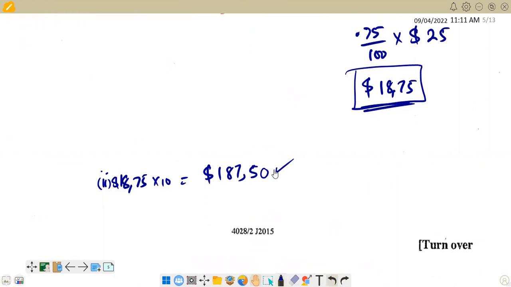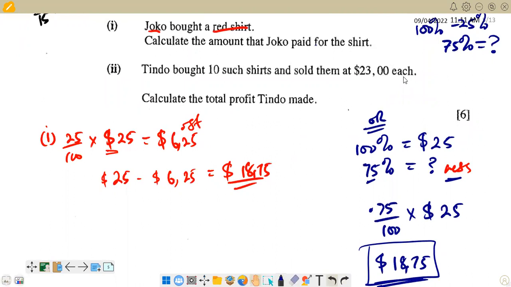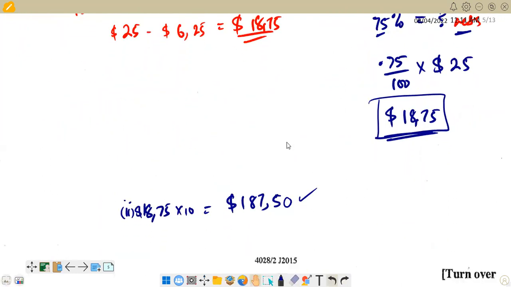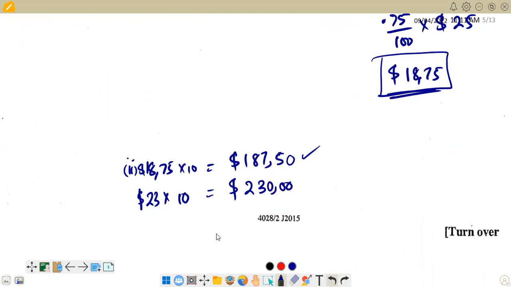Okay, then what happened is now selling these shares now at $23 each. This is the selling price. So we want to know how much did Tindo get from selling these shares at $23. So $23 multiplied by 10. Remember, these are 10 shares that are being sold. So it's going to be 10 times, which is $230. So $230 like this, or you can just write 230.